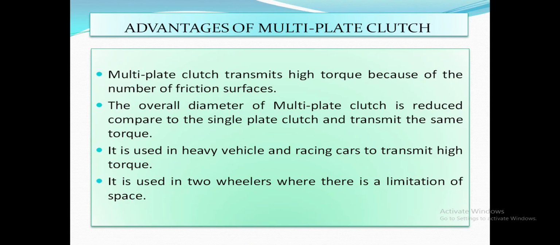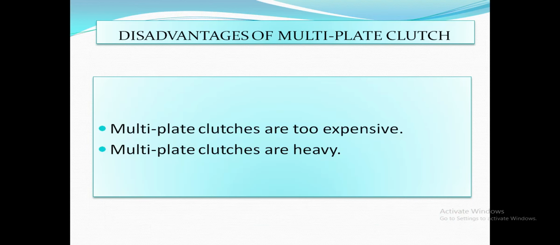What are the main advantages of multi-plate clutch? A multi-plate clutch transmits high torque because of the number of friction surfaces. The overall diameter of a multi-plate clutch is reduced compared to the single plate clutch for transmitting the same torque. It is used in heavy vehicles and racing cars to transmit high torque. It is used in two-wheelers where there is a limitation of space. What are the main disadvantages of multi-plate clutch? Multi-plate clutches are expensive and heavy.